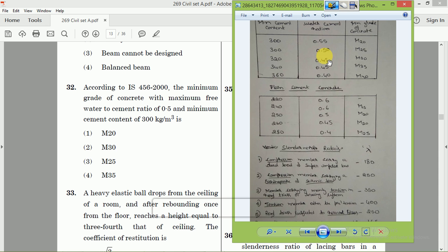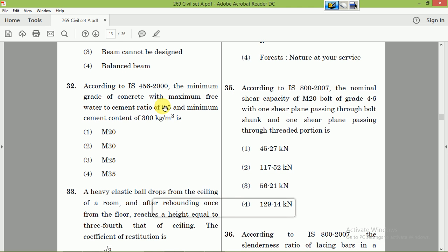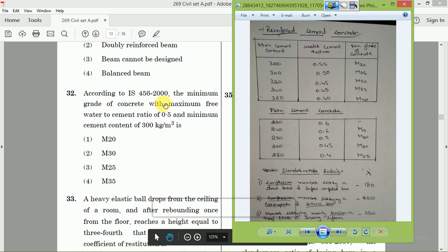So this is for plain cement concrete and this chart is for reinforced cement concrete. I have made a chart for both. Now the question is, whether you need to see the RCC chart or the plain cement concrete chart. How will you decide? See, IS 456-2000, this code book has a chart for reinforced cement concrete, not PCC. So you go here and just see the value. The cement content is 300.